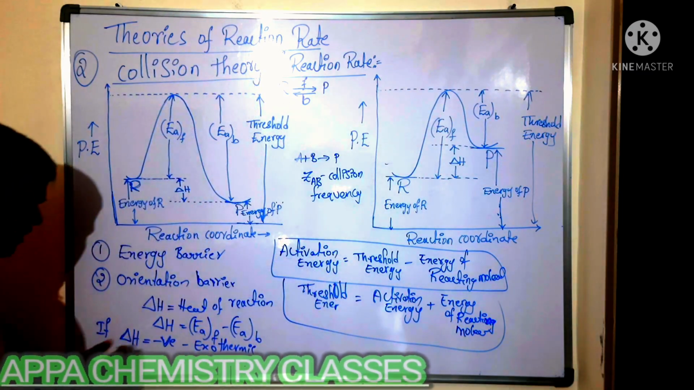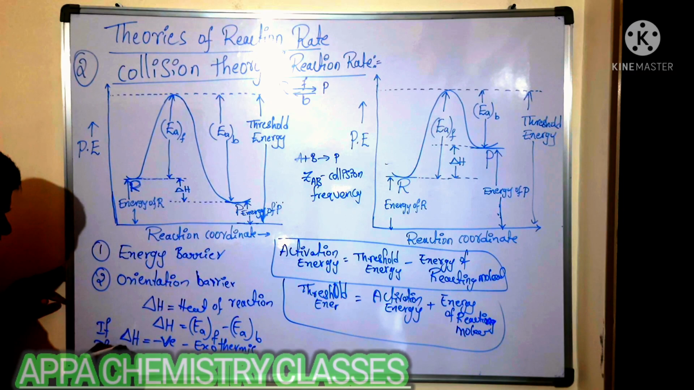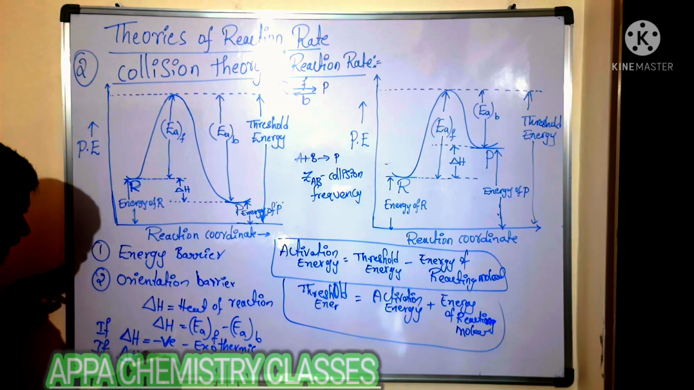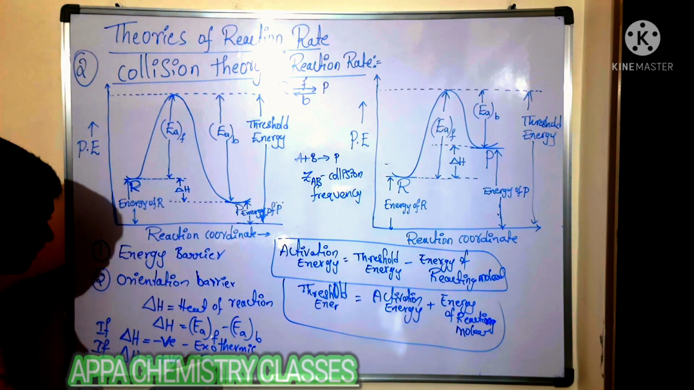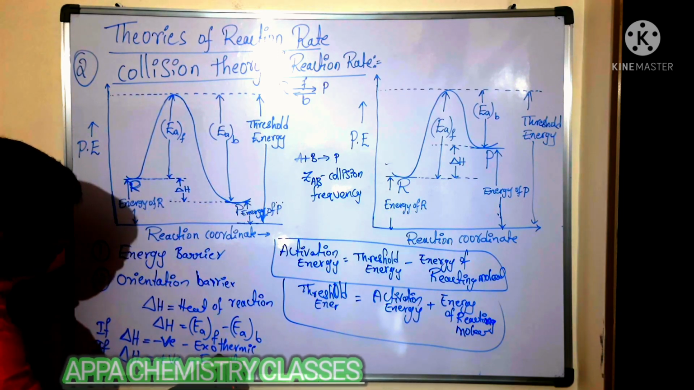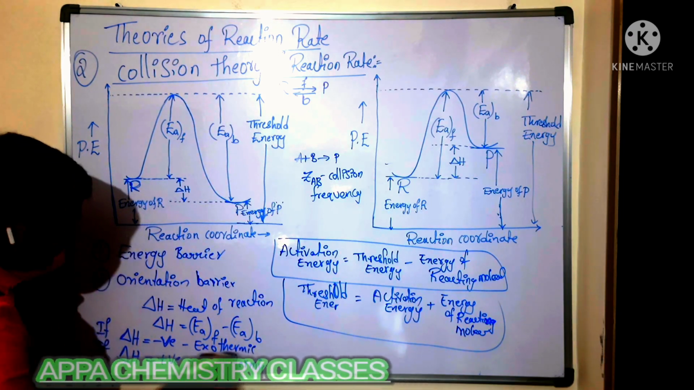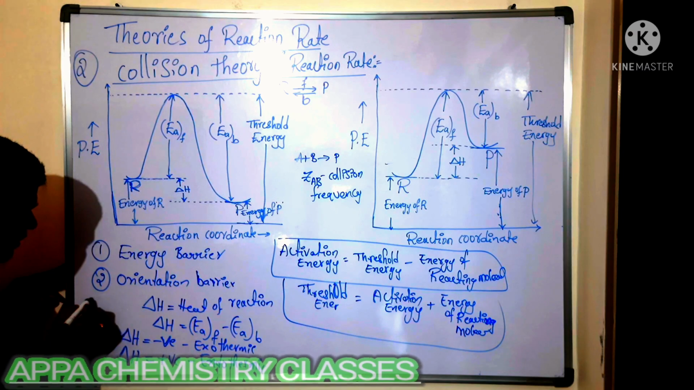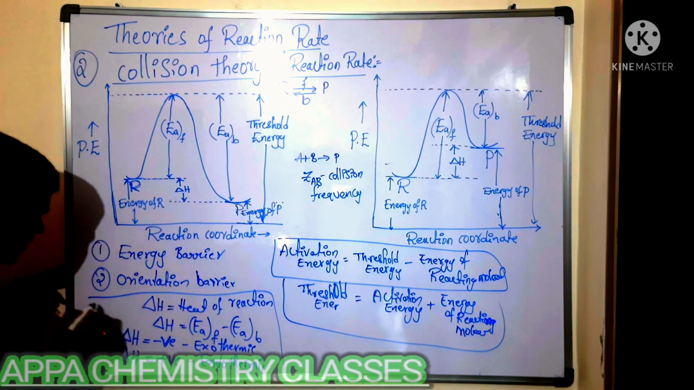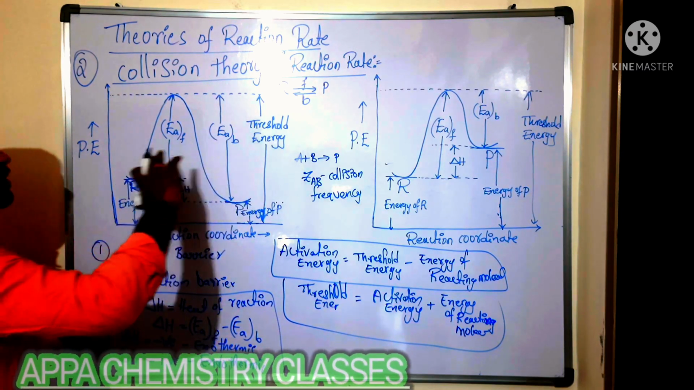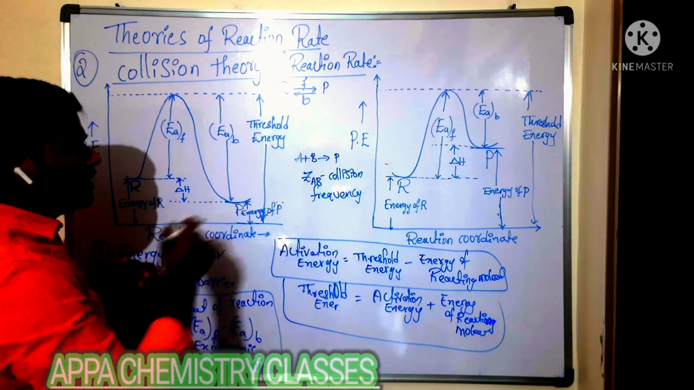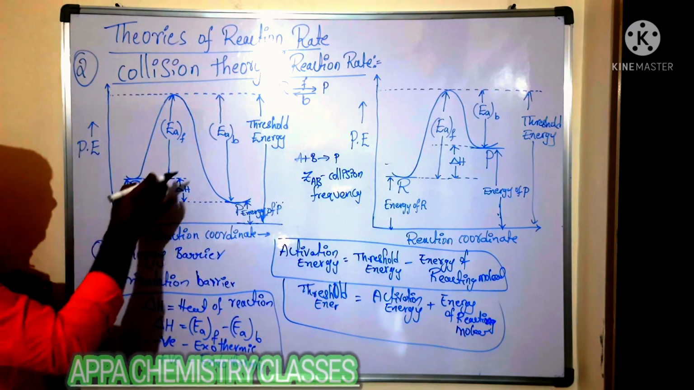Then what happens? If delta H is positive, then it is called what? Endothermic. This is the most important one. So based on this we will have some problems. Delta H. Now you decide which is the endothermic graph and which is the exothermic graph among them. So it is what?